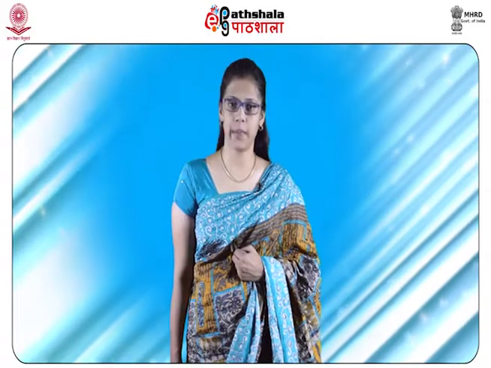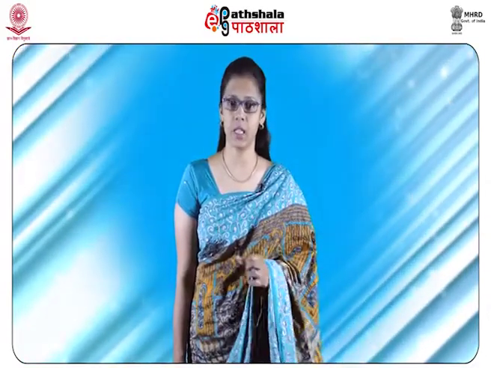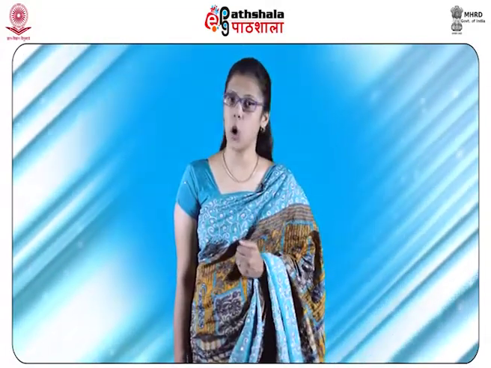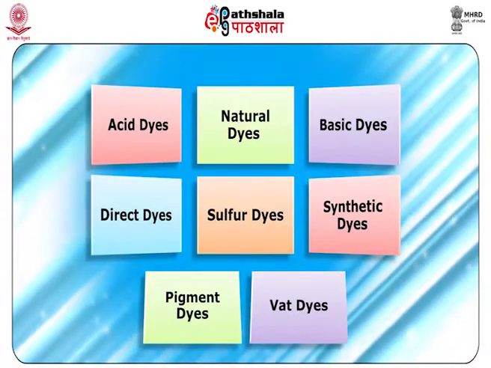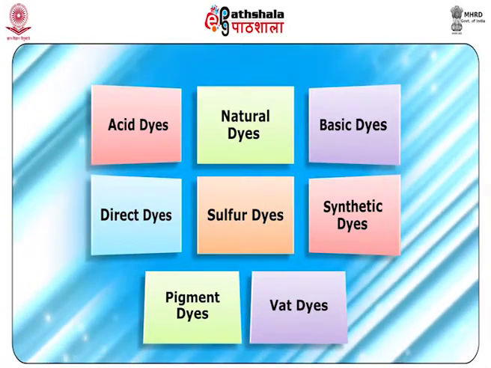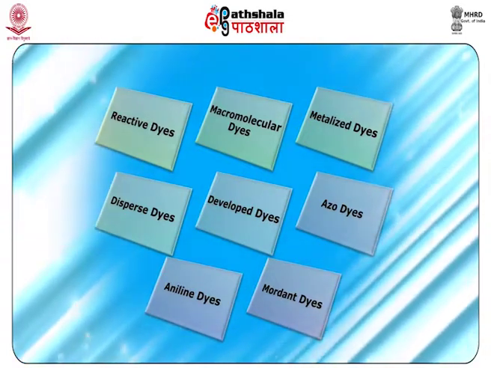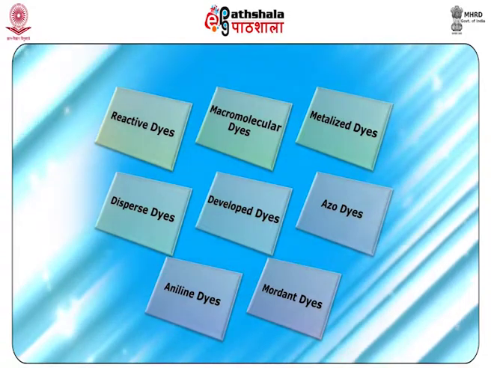Now let us learn about types of dyes. Dyes are complex, unsaturated, aromatic compounds with satisfying individuality like intense color, solubility, substantiveness, and stronghold. It can be of various types like acid dyes, natural dyes, basic dyes, direct dyes, sulfur dyes, synthetic dyes, pigment dyes, wet dyes, reactive dyes, macromolecule dyes, metallized dyes, dispersed dyes, developed dyes, azo dyes, aniline dyes, modded dyes.